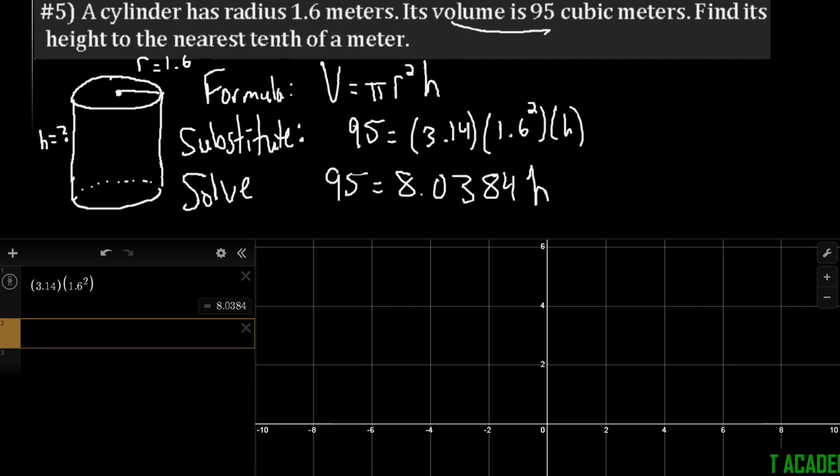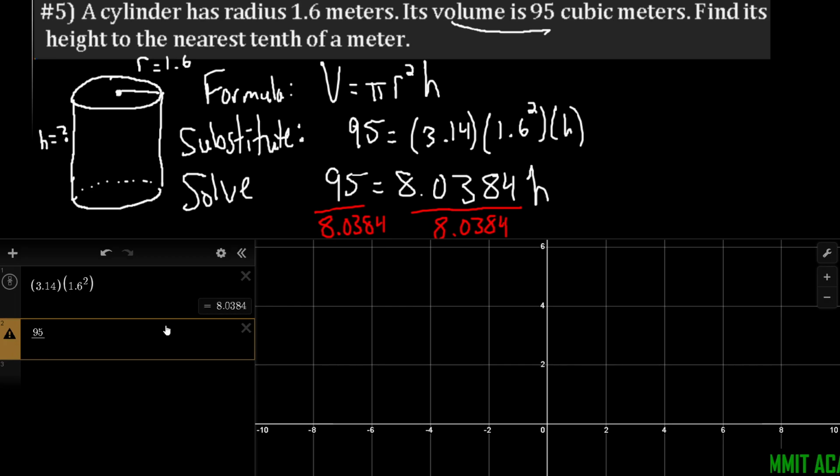So we need to solve for h. And so what we're going to do is divide both sides by this amount. So I'm going to divide both sides by 8.0384, so that way I get h by itself. So I'm going to divide both sides by that amount. And so I can take 95 divided by, I can copy and paste, get this number in here.